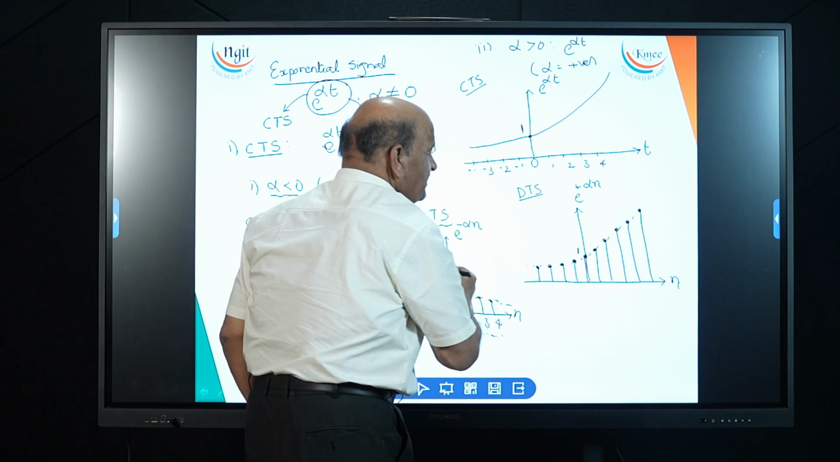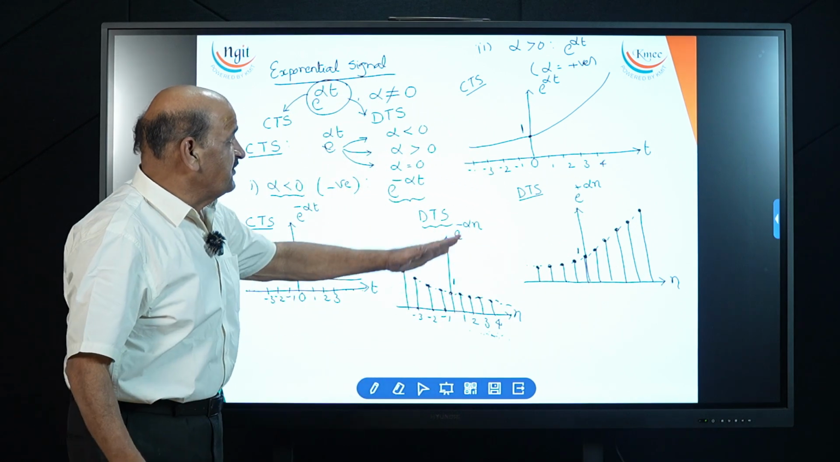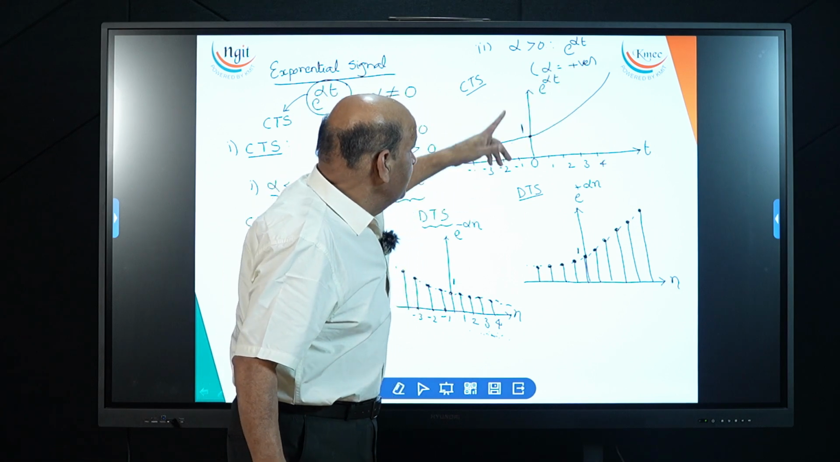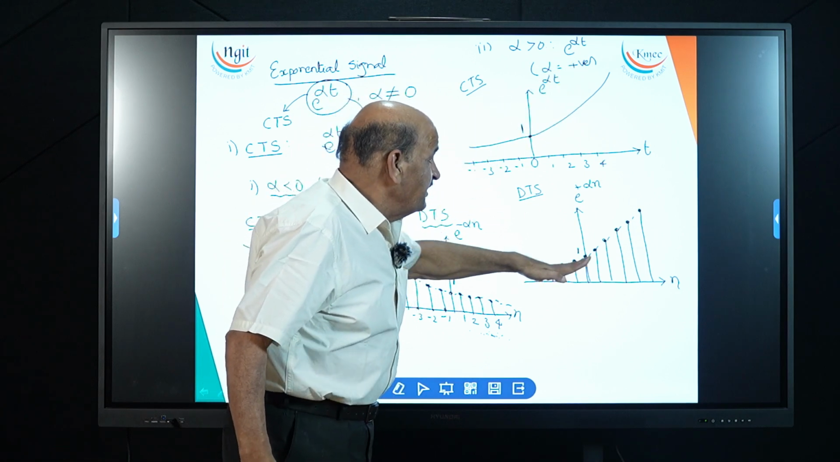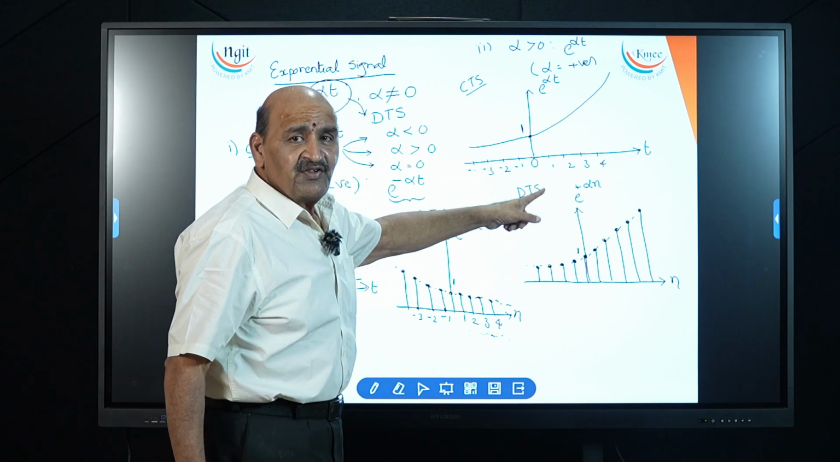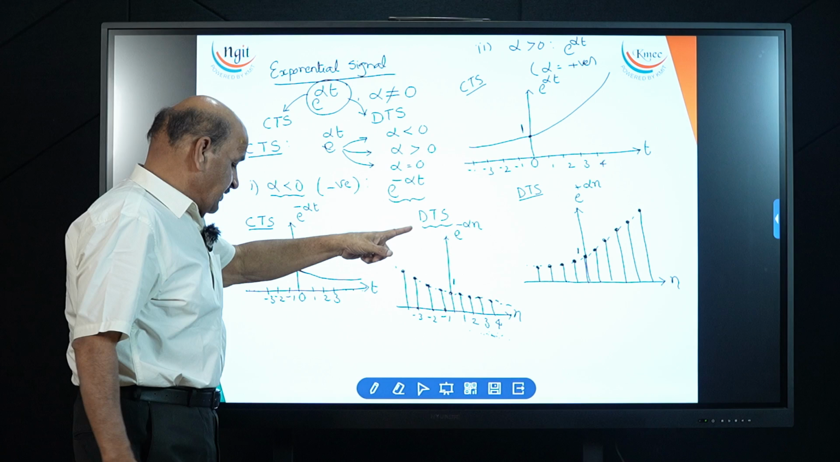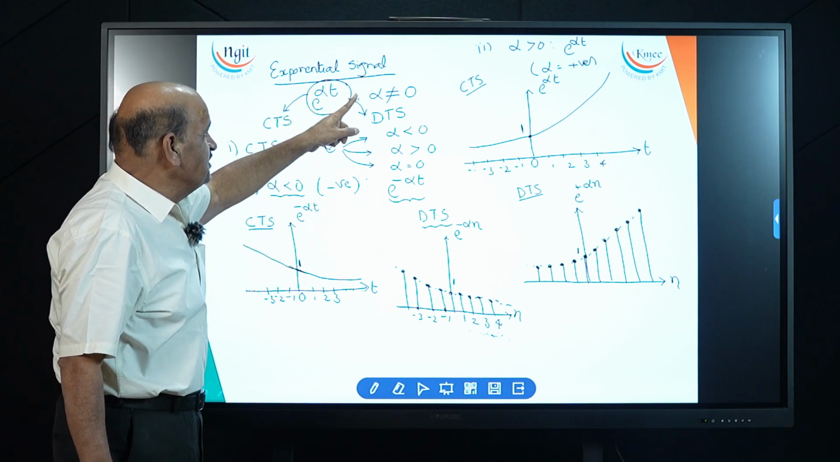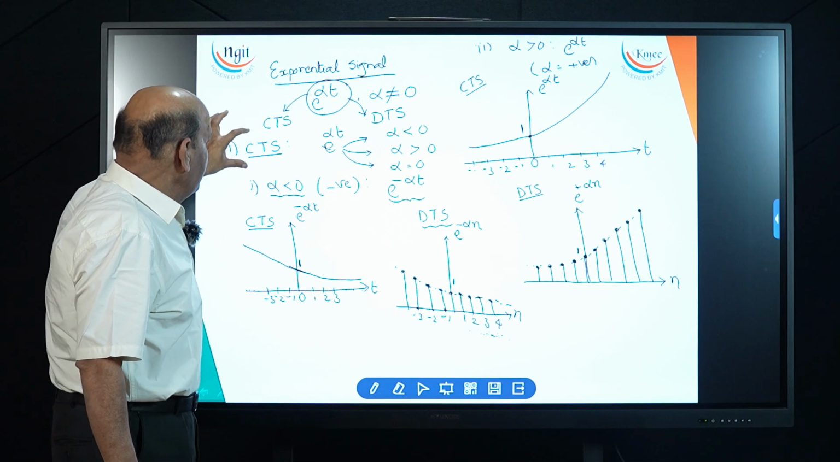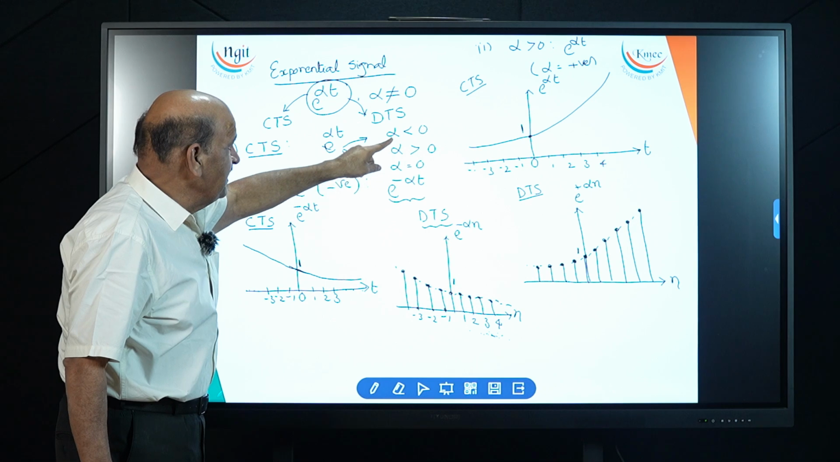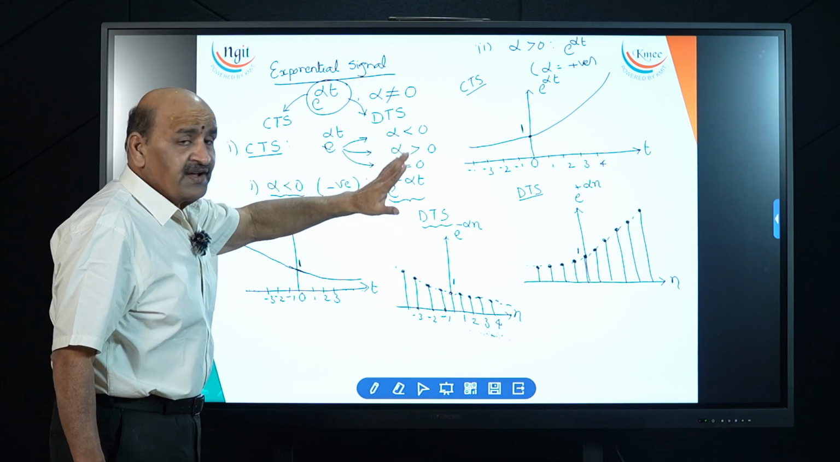Just look at, in this way the graph rises. This is the way of the continuous graph. This is the way of the discrete graph. Just look at the difference. These two differences students always have to look into. So, exponential function e power alpha t, under continuous and under discrete: in how many cases are we discussing? Alpha less than 0, alpha greater than 0.